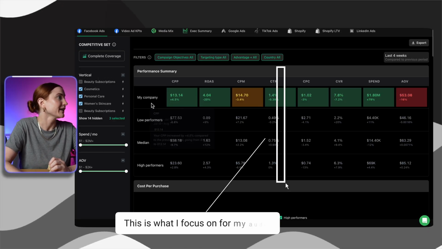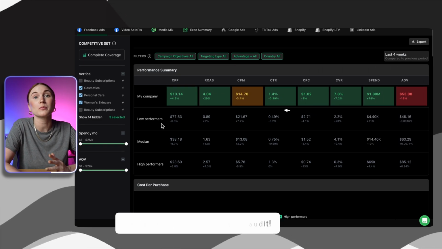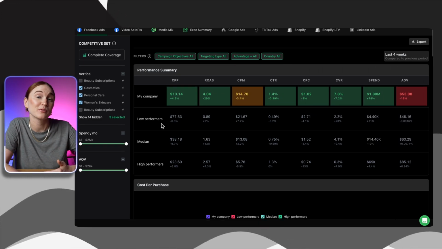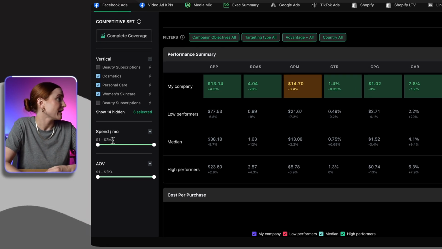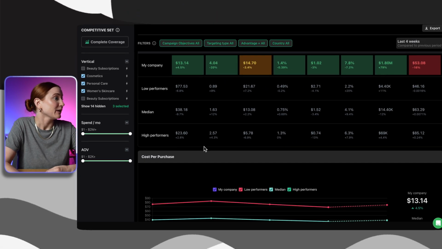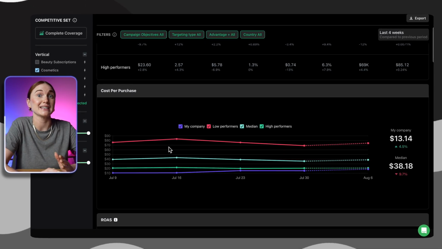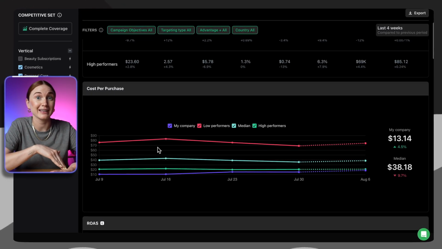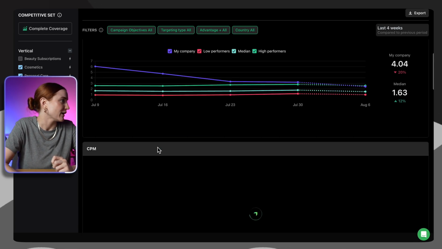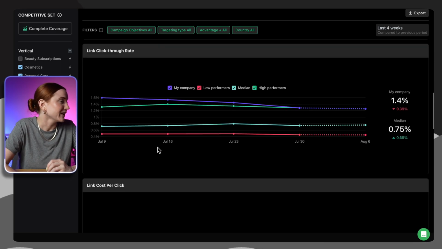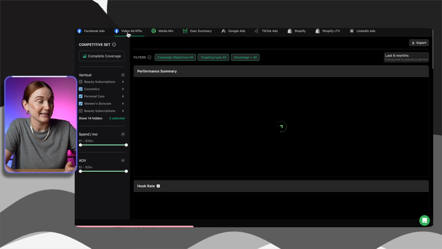So when we jump in here, we can immediately see where our company is pacing against low performers, medium performers, and high performers in our industry. You can see right here where we can choose the vertical as well as the spend per month and AOV. And we can actually zoom in on these specific metrics, which is really valuable when trying to get a sense of where the brand that I'm auditing is at in comparison to other brands. So here we have cost per purchase. We have ROAS, CPM, link click-through rate. Another thing that I like to zoom in on are the video ad KPIs.